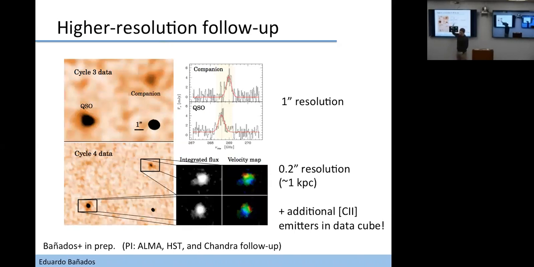This was the original data, 8 minutes, and this is one example of one of these objects with 45 minutes and higher resolution. And now we can even see velocity maps of the companion galaxies. We're finding more emitters because the data is deeper, but at different redshifts, but still interesting. So keep tuned with that, because I think there are many more results coming on this interesting object.